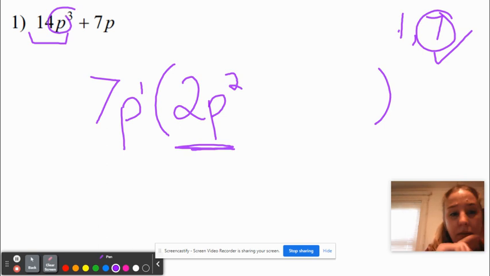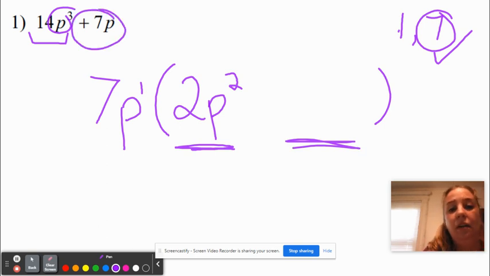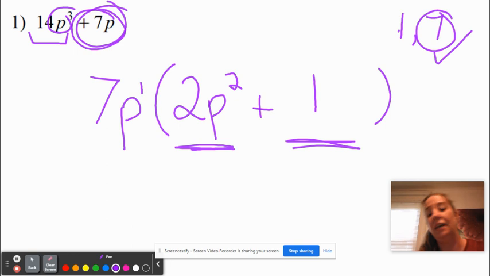Then the second part, 7p times what is 7p? Well, anything times, like how do you get itself? It's just by using a 1. So 7p times 1 brings us back to that 7p. So it's the same thing that we were doing last week, except this time, when you have the variable in both of those terms, you need to pull that variable as well because it's part of the greatest common factor.